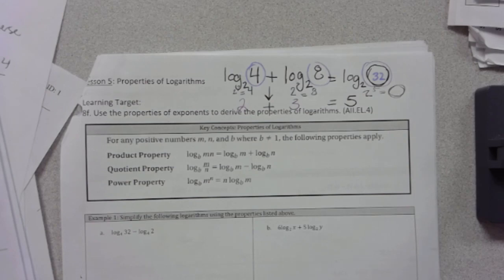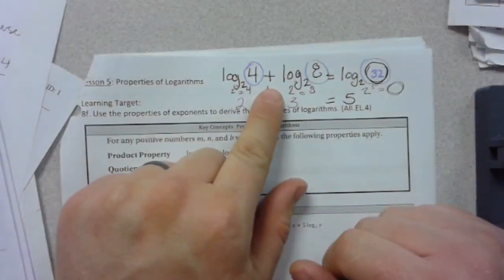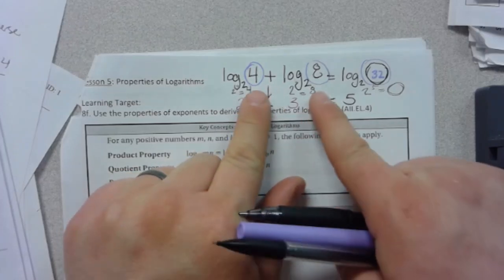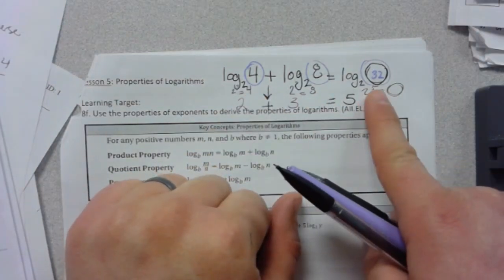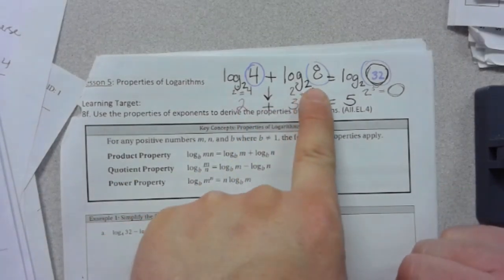Anytime that we see a plus sign between two numbers, I'm going to multiply the two arguments. If I see an argument of 4 and an argument of 8, I'm going to multiply them to make 32. Caleb? So like if it's subtraction, is that division?